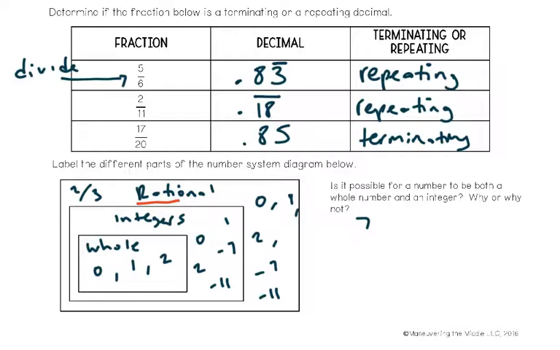Okay, so you should have thought about that one and realized, yeah, 7 is a whole number, and it's an integer. It's in that integer box, and it's in the whole number box. So 7 is both an integer and a whole number.